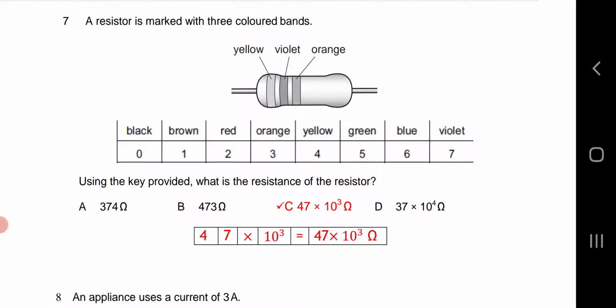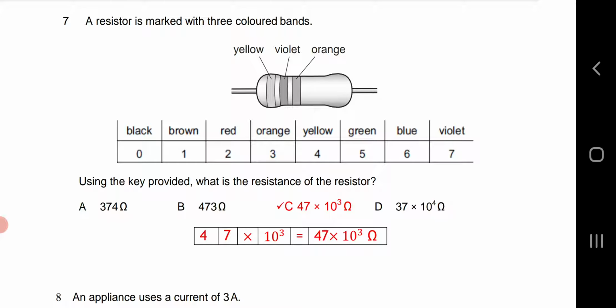Question number 7. A resistor is marked with 3 colored bands. Using the key provided, what is the resistance of the resistor? Okay, it is a very simple question. You just have to understand what the 3 colors are from left to right. So the first color is yellow, and from the key, the code for yellow is 4. Write down 4. The second band is violet, and from the key, the code for violet is 7. Write down 7 with 4. It is 47 now.